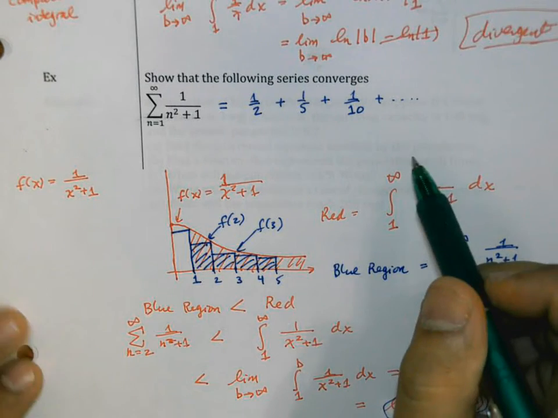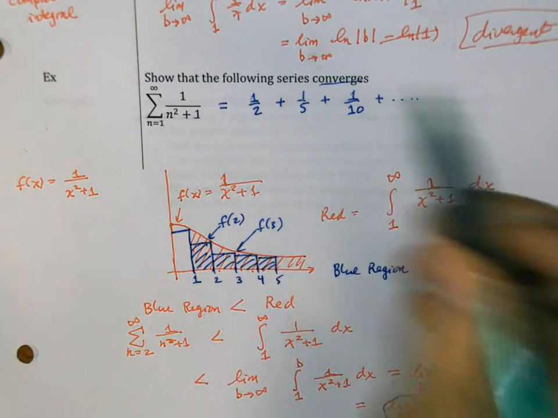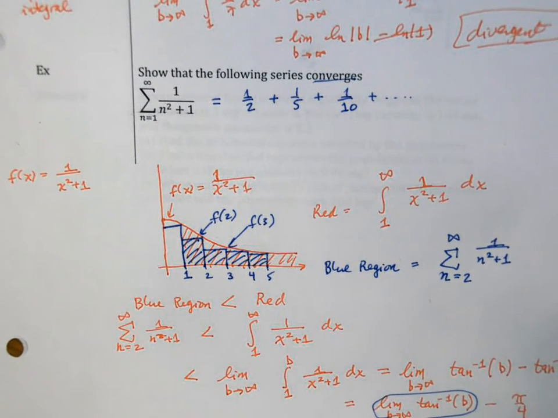And if you look at the original question, it's posed very carefully. All it says is to show that the following series converges. It doesn't say anything about finding what it converges to or finding the limit of all the partial sums. It just says figure it out and show that it converges.